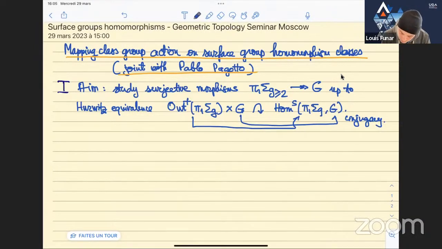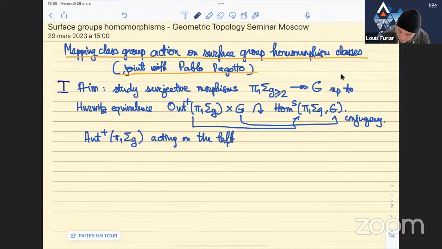So this can also be encoded most of the time by an action of the automorphism group. Again, I'm putting this plus, but most results do not depend on this plus. So you take just the full automorphism group of pi1 of sigma g acting on the left side. So that's the usual action.